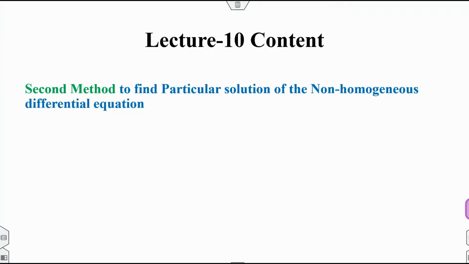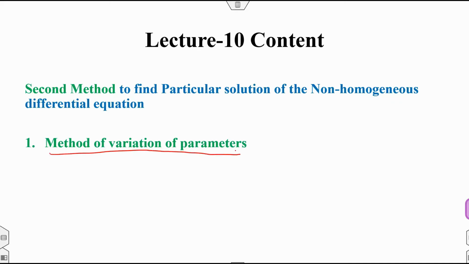So in this lecture, we will talk about the second method to find the particular solution of the non-homogeneous differential equation. So what is the second method? That is called the method of variation of parameters. So let us start with learning this method of variation of parameters.